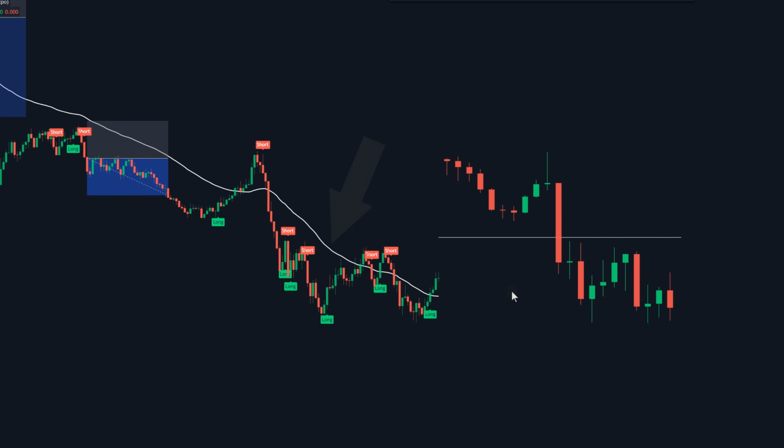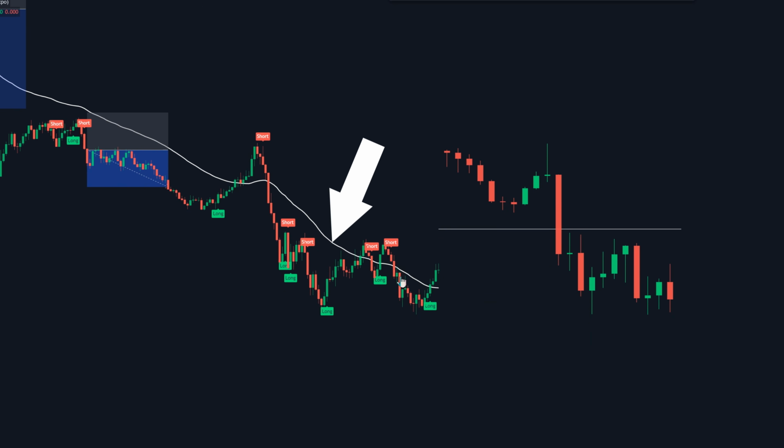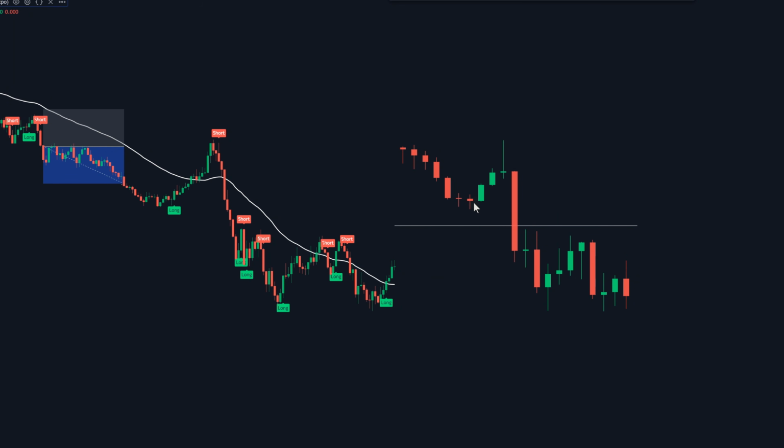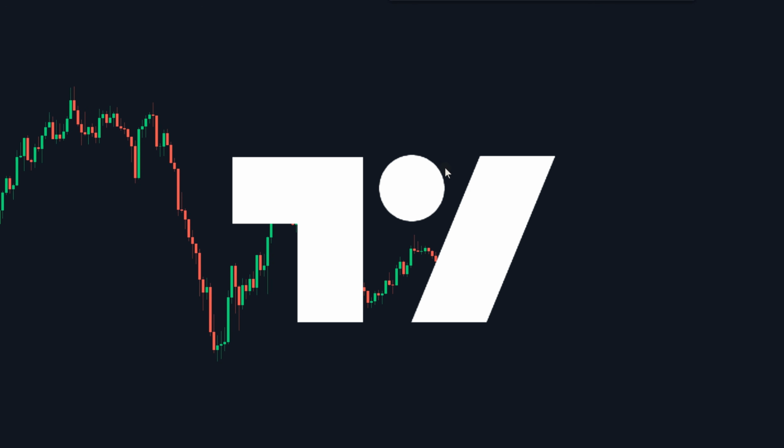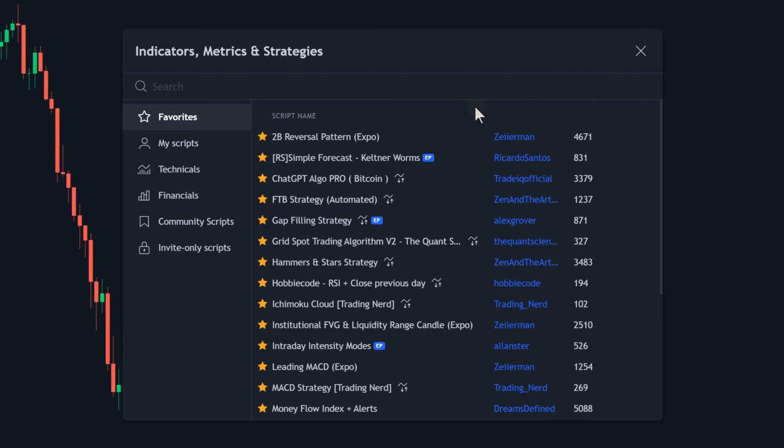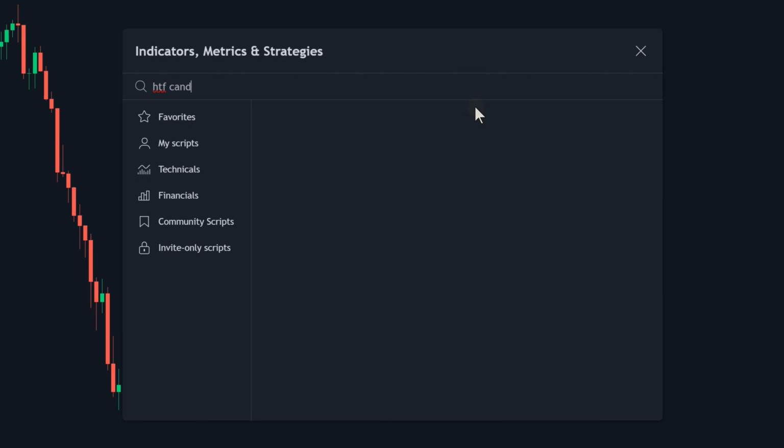As you can see here, these are the current time frame candles and these are the higher time frame candles. Before we dive too deep into this indicator, of course, you want to know how to add it to your chart. So on TradingView, you're going to go to the indicator search tab, then type in HTF Candle Insights, and it's going to be this one by Ziaman.